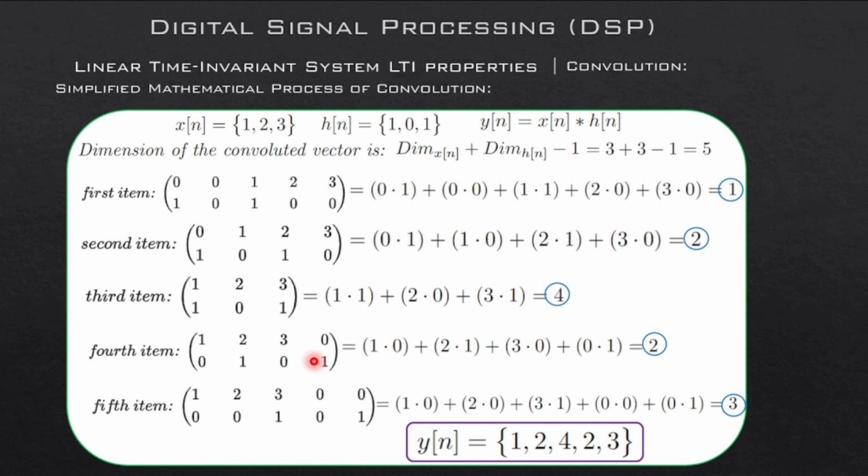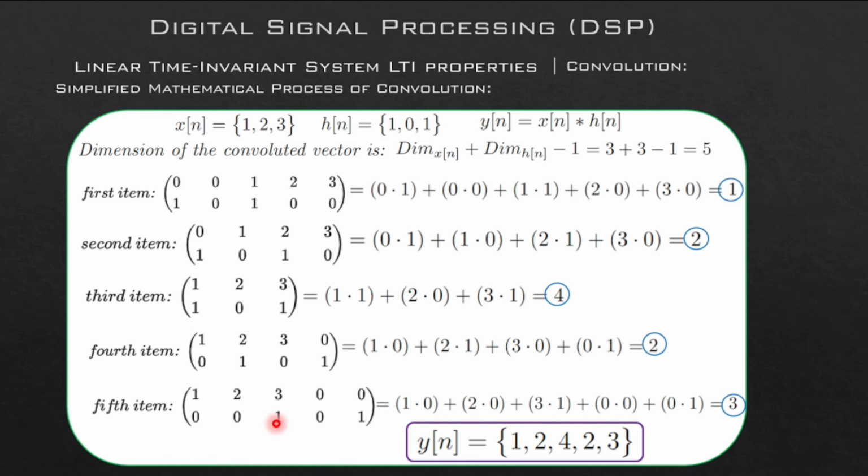Okay, so we get only 2 here. The other multiplications are 0. Great, that's 2. And the fifth item, finally, you shift 101 all the way to the right until the last element of xn overlaps with the first one of hn. Okay, and 1 times 0, 2 times 0 plus 3 times 1 plus 0 times 0 plus 0 times 1 is equal to 3. That's the last item.